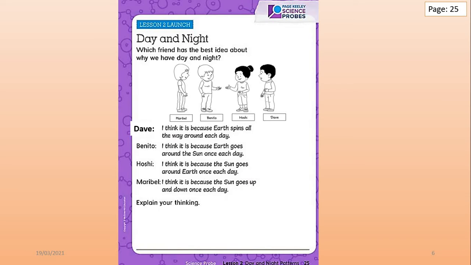Dave said that, I think it's because Earth spins all the way around each day. Benito said that, I think it's because Earth goes around the sun once each day. Hoshi said that, I think it's because the sun goes around Earth once each day. Marble said that, I think it's because the sun goes up and down once each day.